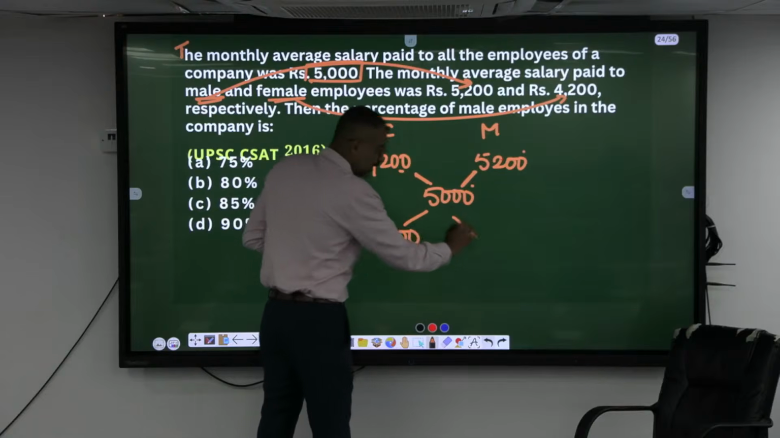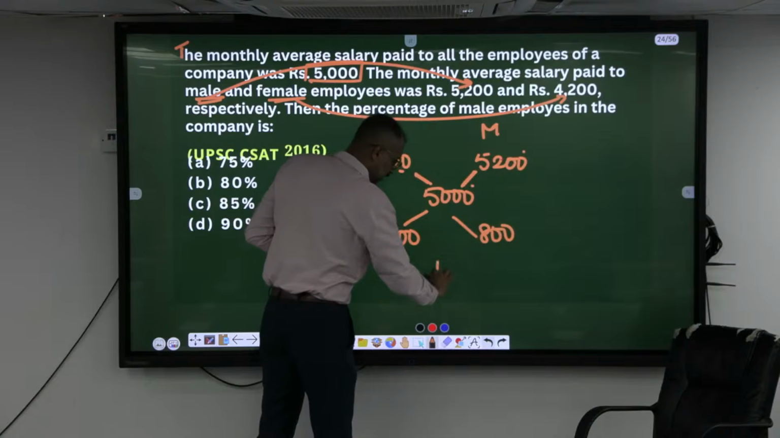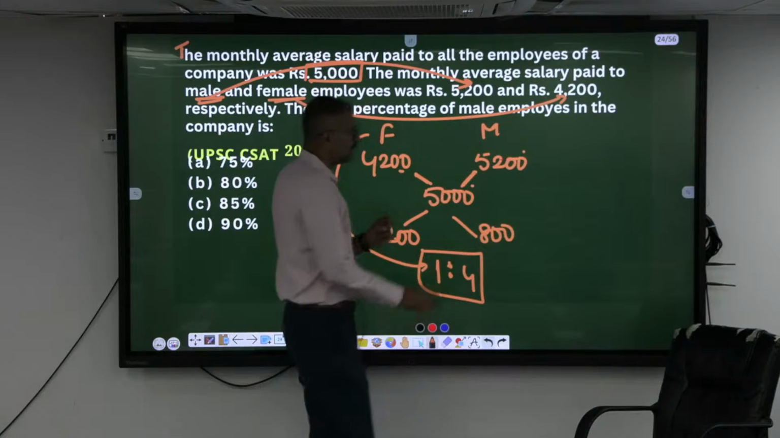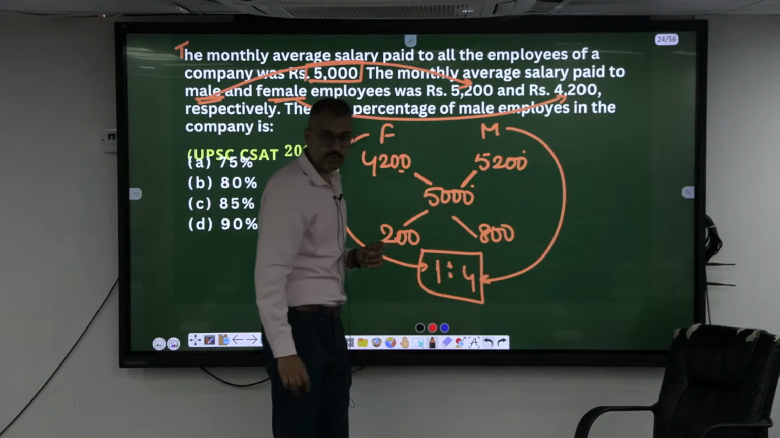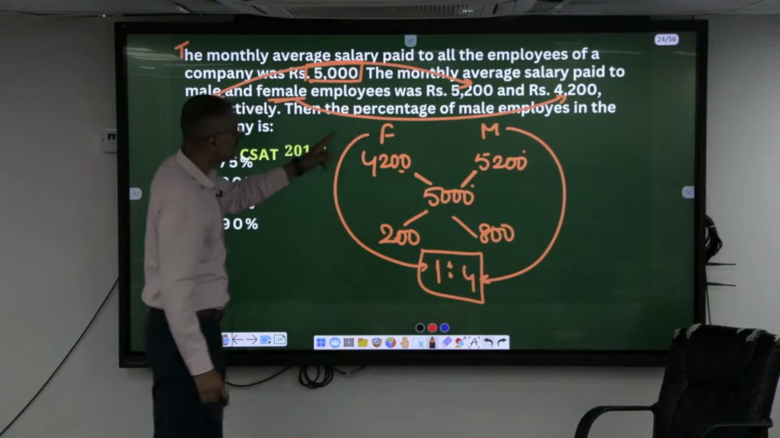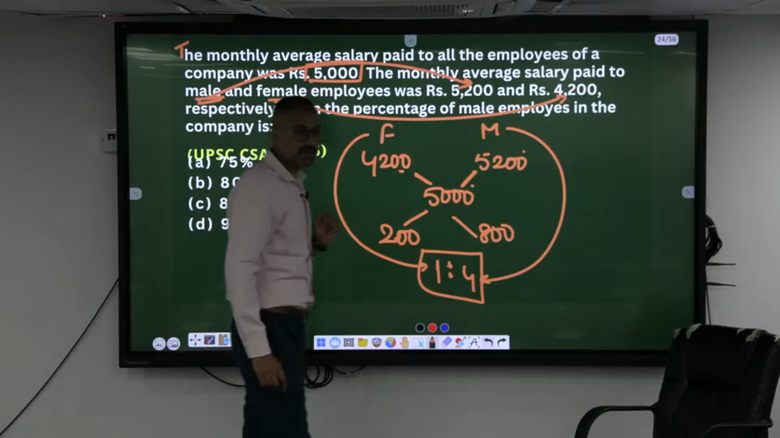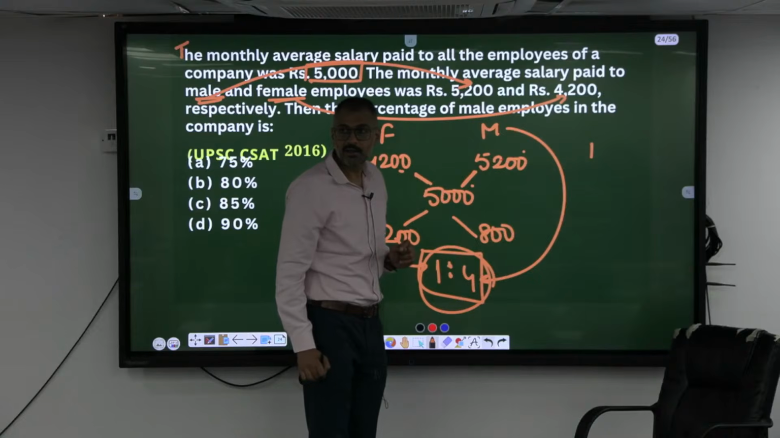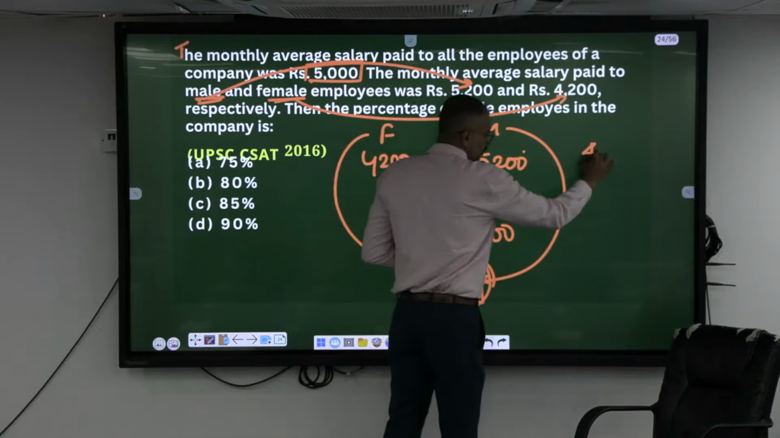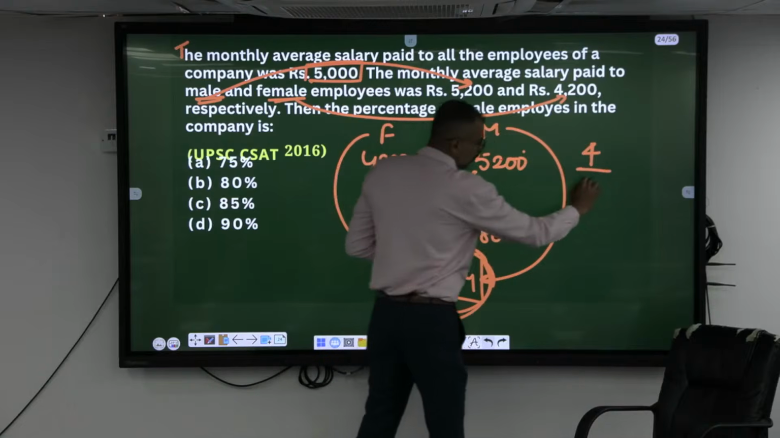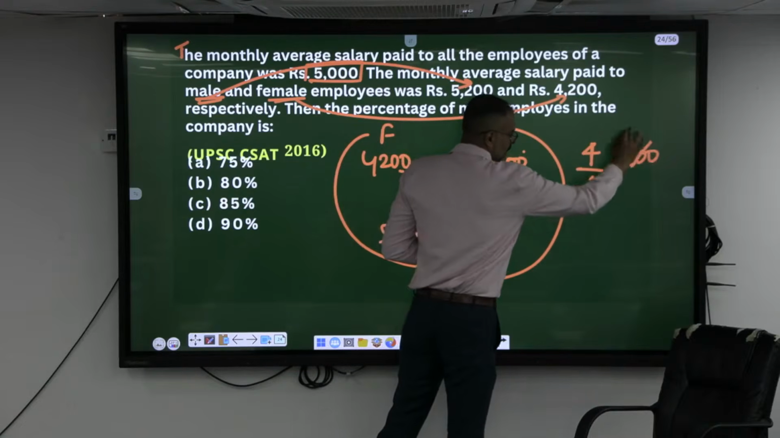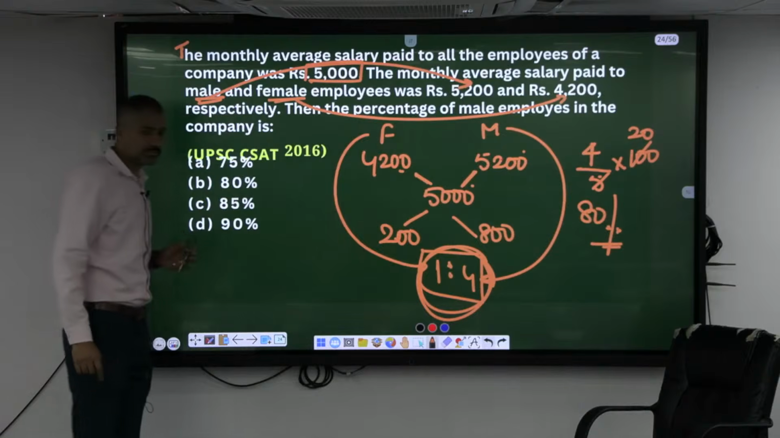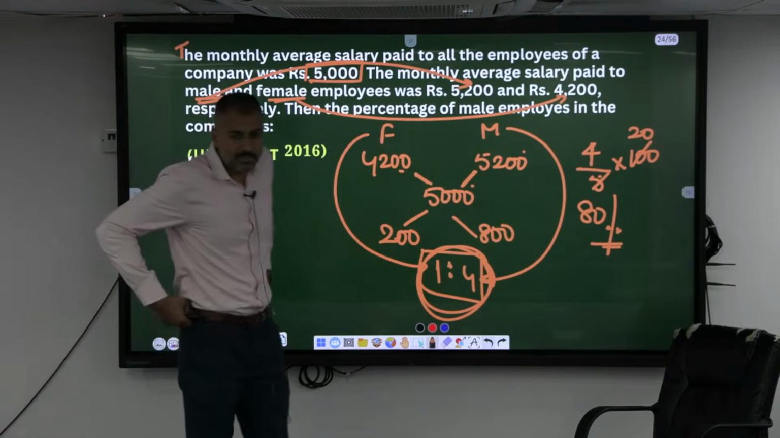What is the difference here? 800. So what is the ratio of 200 and 800? 1:4. Meaning, how many female employees are there? 1. For every 1 female employee, how many male employees are there? 4. Isn't it or not? Now, what is asked? What is the percentage of male employees in the company? Male employees, how many are there? Oh, sorry. Okay. Males are 4, out of how many? 5. Out of 5 times 100. So, 80% male, 20% female. Okay. Very simple, true allegation.